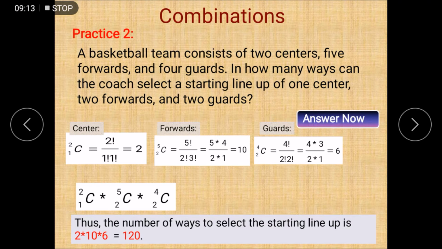If you are one of the players, the possibility to be chosen, if you are the center, is 1 over 2. If you are a forward, it is 1 over 10. If you are a guard, then it is 1 over 6. Let's say you are trained for all the positions, then the possibility of getting chosen is 1 over 120. That is how we think.